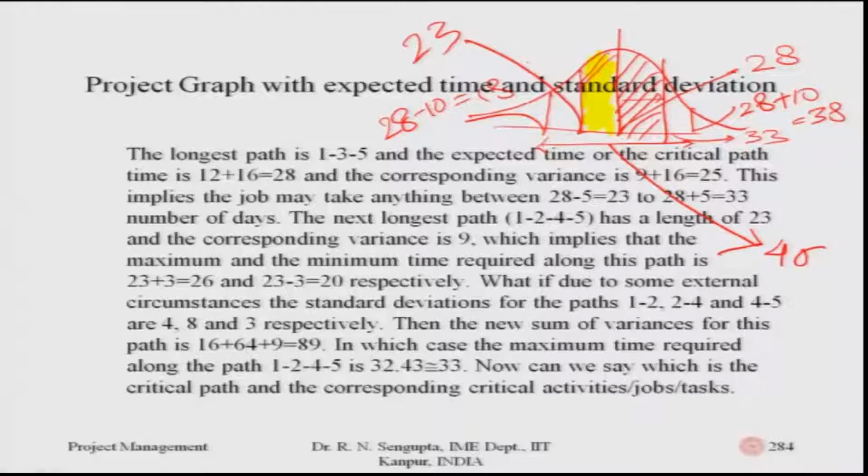my mistake, I am sorry, the variance is 9. So, standard deviation would be calculated by square root of 9, my apologies. So, it will be 23 plus 3 is 26 and 23 minus 3 is 20.